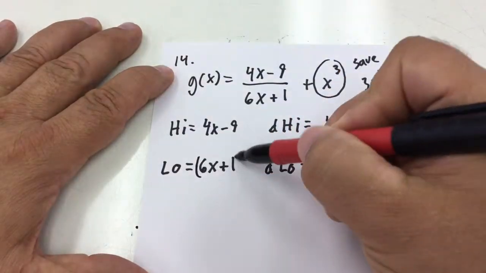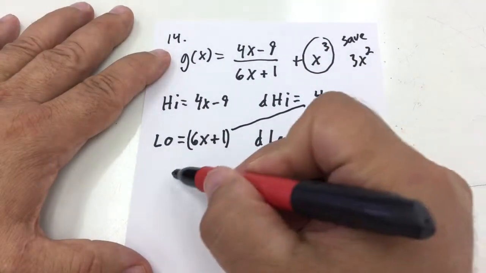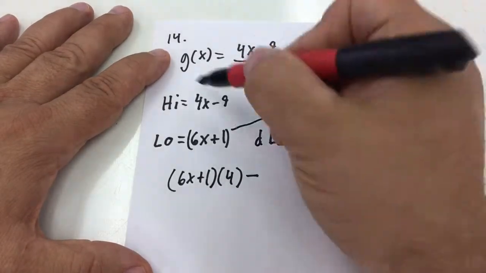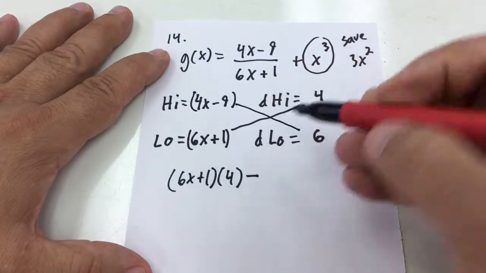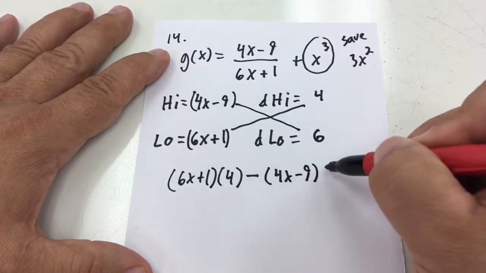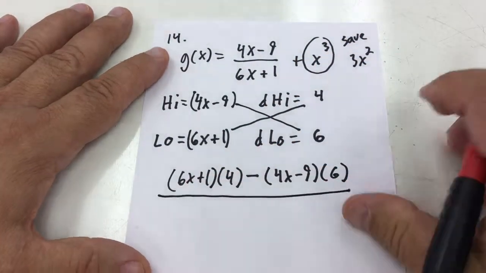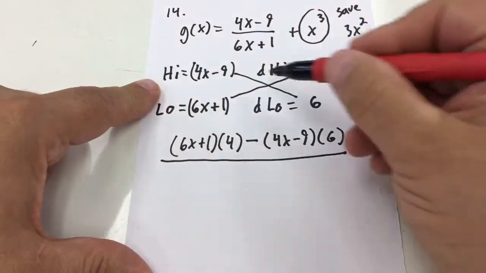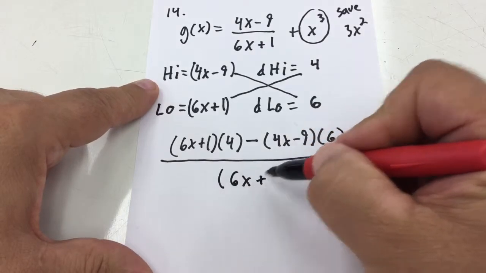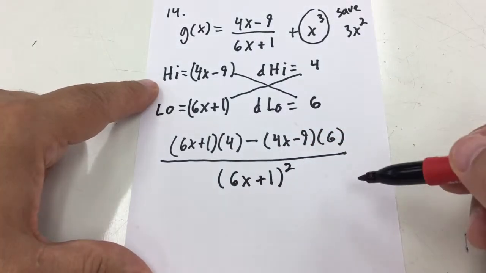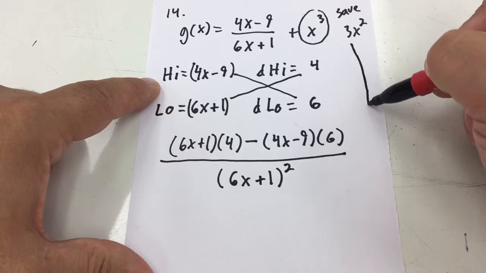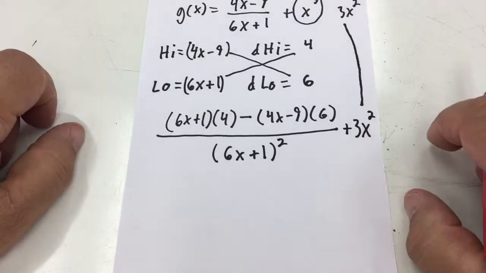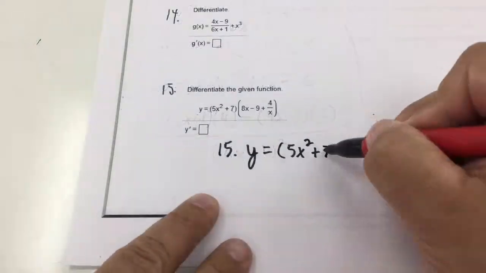So I'm going to wrap this up and multiply it times 4. So it's going to give me 6x plus 1 times 4 less or minus high d low. That's 4x minus 9 times 6. Then I draw the line and I have to square the low. Don't forget to wrap it. And I'm not done. That's the derivative. But remember, I have to bring down this plus 3x squared. And that's the derivative. You can just type that in if you want, and it should work.